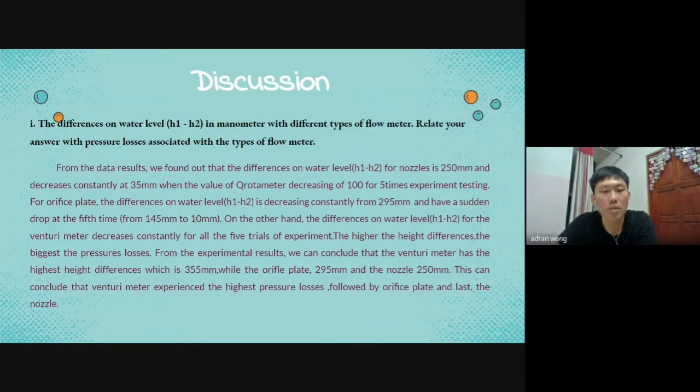From the experimental results, we can conclude that the venturimeter has the highest height difference, which is 355 mm, while the orifice plate is 295 mm and the nozzle 250 mm. This means the venturimeter experienced the highest pressure losses, followed by the orifice plate and last the nozzle.